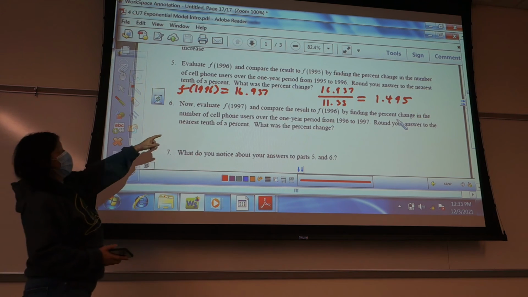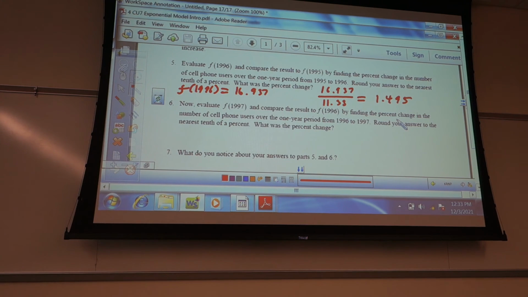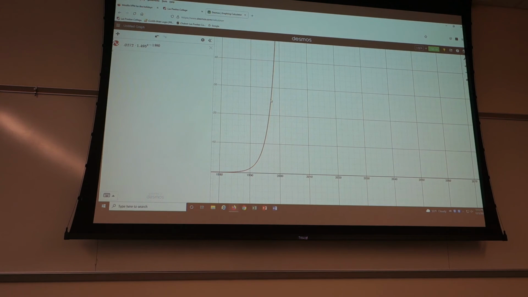So that makes sense. Now we're going to look at 1997. Let's get back over here. There it is. Can everyone see it? 25.32. I'll write it down. F of 1997 is 25.32.